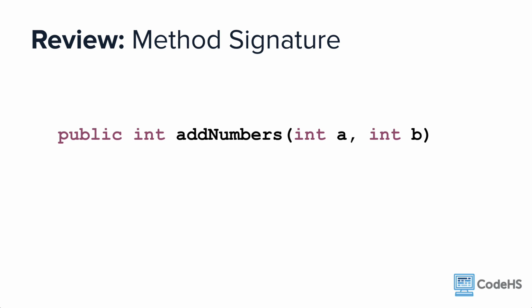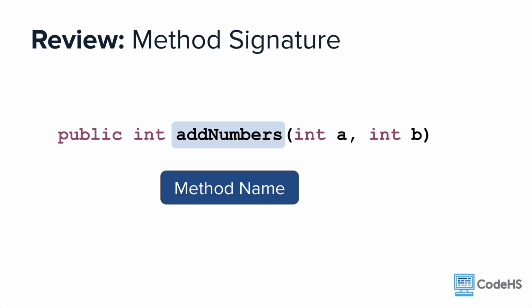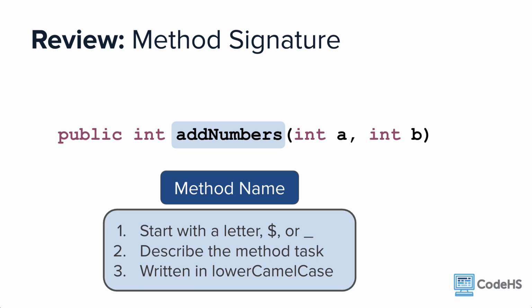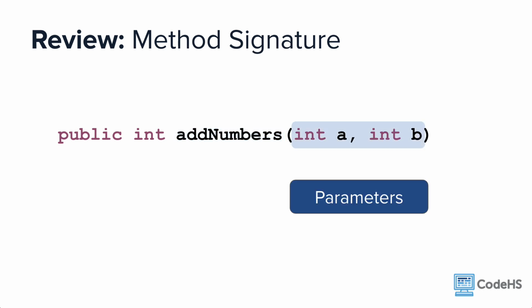Let's review the four parts of a method signature. The method name. The method name should follow these naming conventions. It should start with a letter, $, or underscore, describe the method task, and should be written in lower camel case. Next to the method name are the parameters. Remember that parameters allow the method to receive external values and use them to accomplish its specific task.